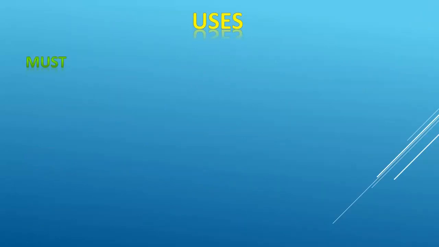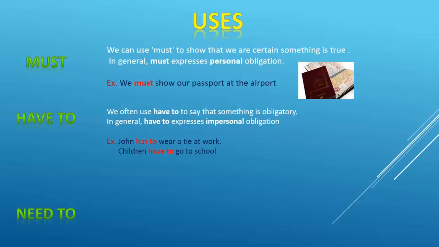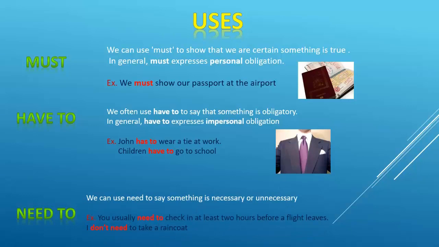How do you use these modal verbs? Must, have to, and need to. Must is used to show that we are certain something is true. In general, must expresses personal obligation. We must show our passport at the airport. Have to is when something is mandatory. We often use have to say that something is obligatory in general. John has to wear a tie at work. Children have to go to school. Need to we can use to say something is necessary or unnecessary. You usually need to check in at least 2 hours before a flight leaves. I don't need to take a raincoat.